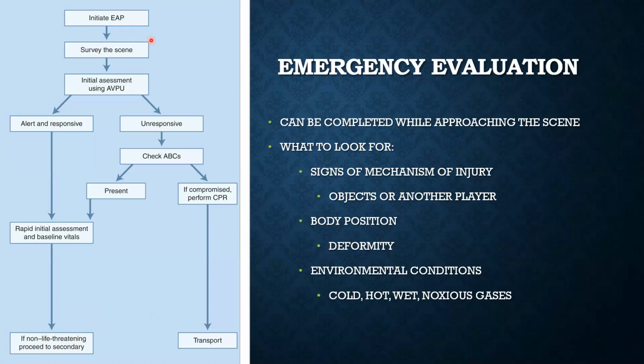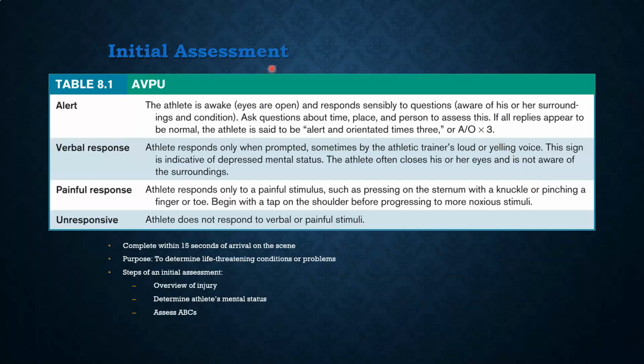And so we divide this into primary and secondary assessment in emergencies. The initial assessment, or primary assessment, is designed to be completed within the first 15 seconds of arrival on the scene. We're going to focus on the overview of the injury, the mental status on the AVPU chart for different levels of consciousness. Anything below alert is considered unconscious in a medical emergency, and then assess the ABCs. And this is all the CPR, first aid sort of stuff that you talked about.